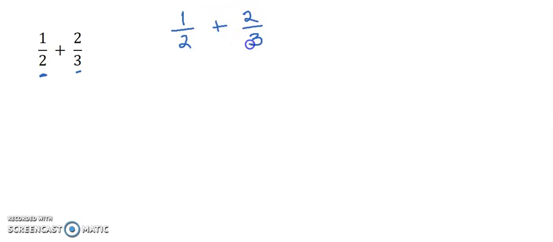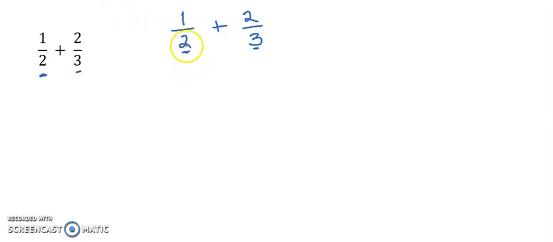1/2 plus 2/3. All right, so what we're going to have to do is think about what is the lowest common multiple of 2 and 3 that we have. And the lowest common multiple of 2 and 3 is 6. So we're going to change 1/2 into an equivalent fraction with 6 as the denominator. And we're going to change 2/3 into an equivalent fraction with 6 as the denominator.